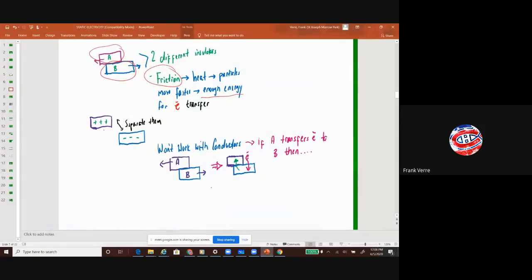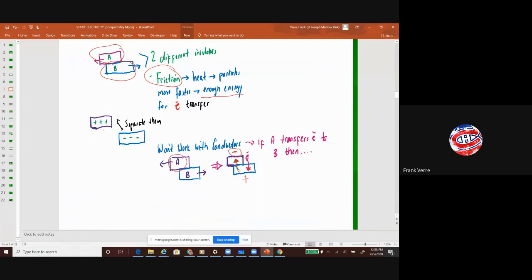Now, why can't we do this with conductors? Because conductors allow electrons to move really easily through them. Imagine that A and B were two metals and we rub them against each other. Now, let's imagine hypothetically that metal A picks up an electron from B. Then metal A becomes negatively charged. As soon as it becomes negatively charged, because the electrons can move really easily through a conductor, those electrons are going to move back into substance B, which was positively charged.